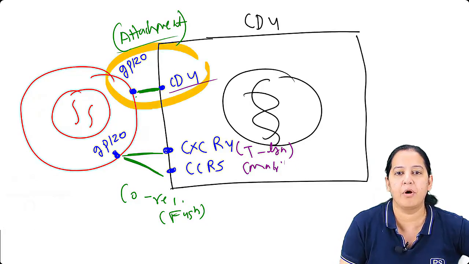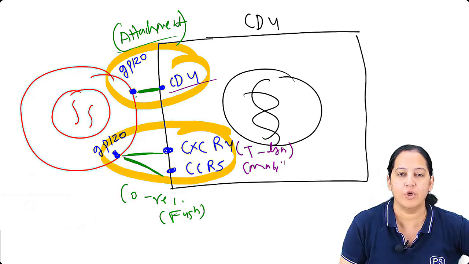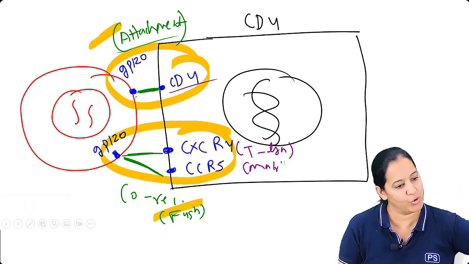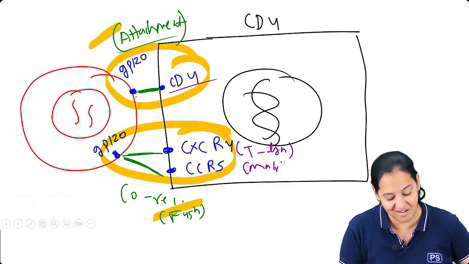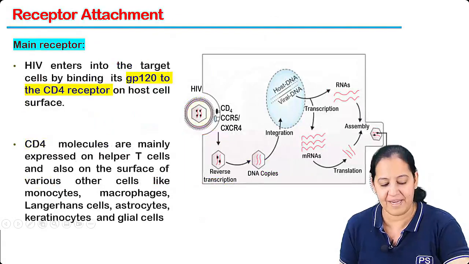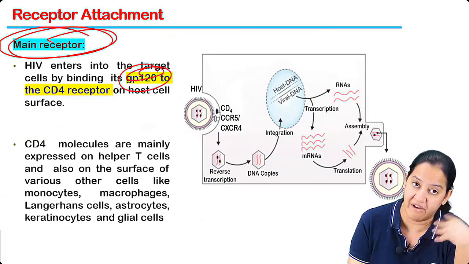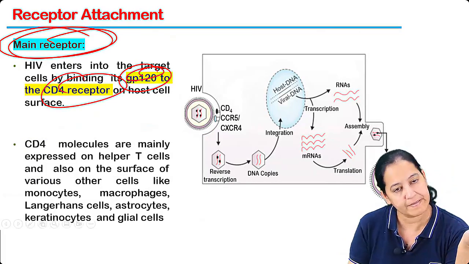Learn the main bond and learn the co-bond. You learn main bond is for attachment and co is for fusion. Okay, you get questions on that? Same thing is written. See first main. Main is between what and what? GP120 of the virus, CD4 of the host cell.